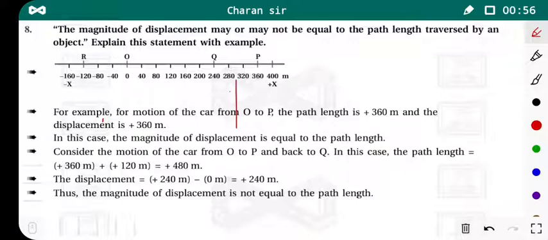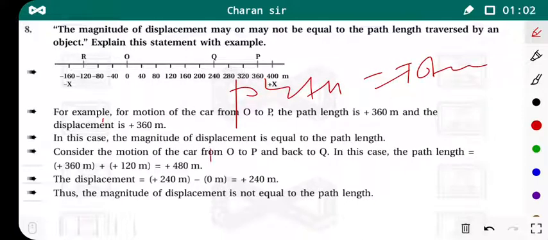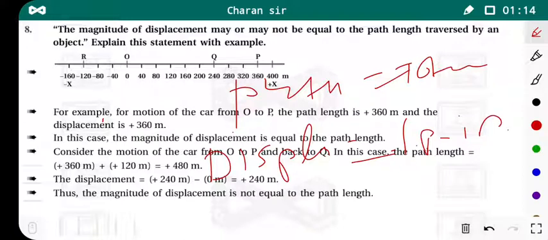Okay, the path length is the total distance covered by the object, and displacement is the change in position of the object in a particular interval of time. And also displacement is given by the final position minus initial position. So in short, displacement gives the distance of the final position with respect to the initial position.